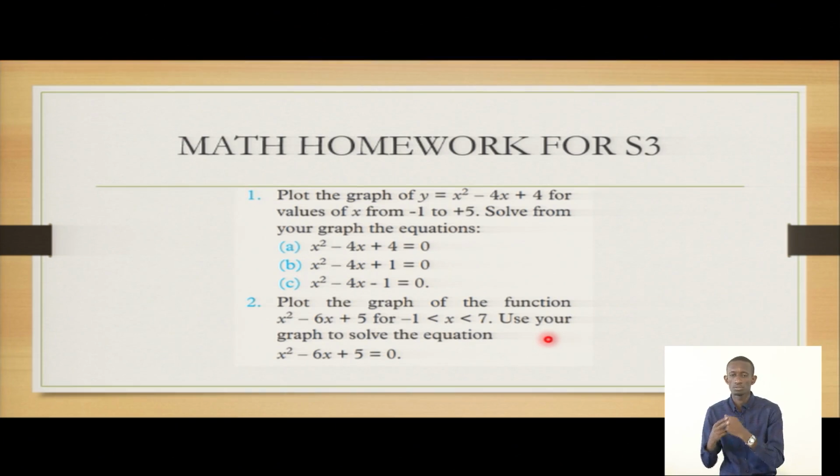At least now we've learned how to fill the table, and from the table how to plot, and in the next lesson I will show you how to solve it by using the graph.